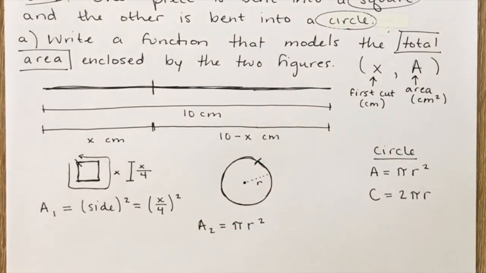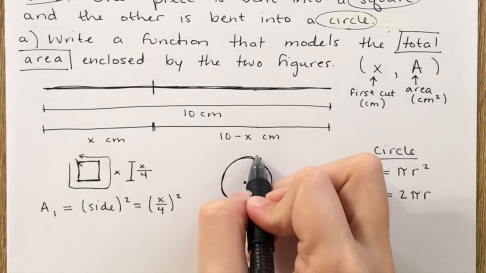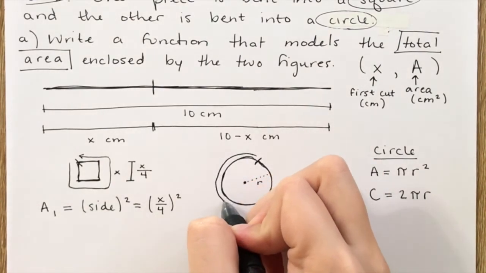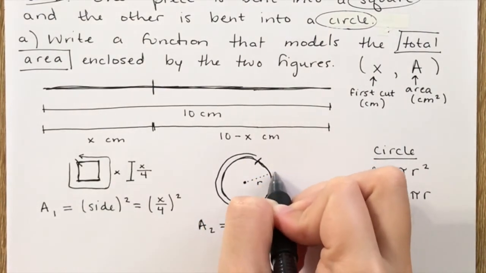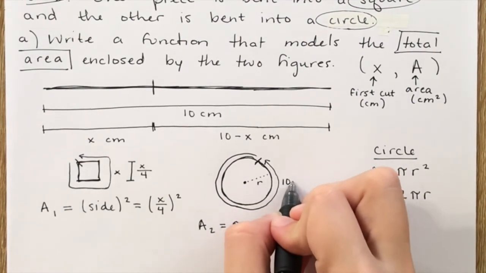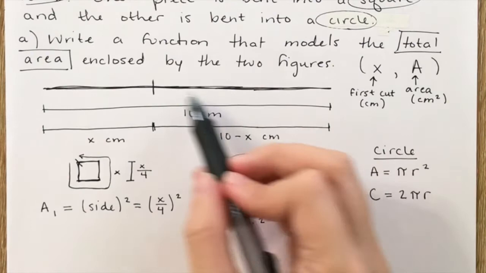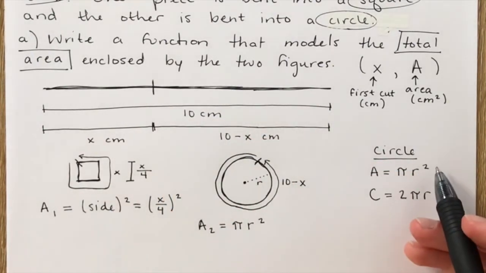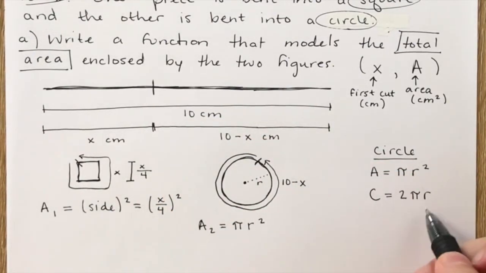Do we know that? Definitely not yet. What do we know? Well, we know that the length around the outside, which for a circle is called circumference, is 10 minus x. That's the length of the wire. If the circumference is 10 minus x, then we can find r, right?